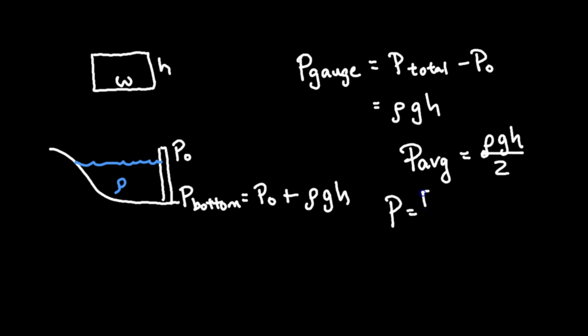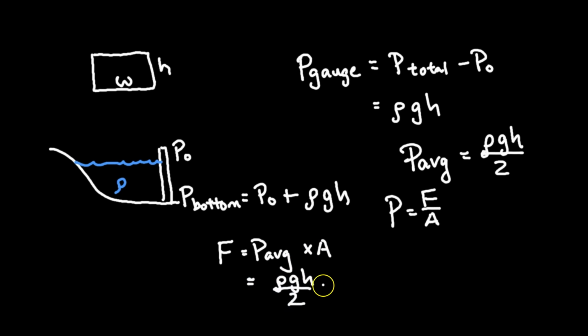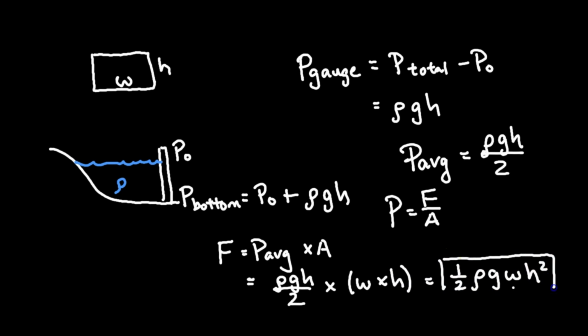And since pressure is equal to force divided by area, if I solve for force, I get force is equal to the average pressure times the area. Substituting for the average pressure and the area, we get rho gh divided by 2 times the width times h. And that's equal to 1 over 2 times the density of the water times g times the width times the height squared.